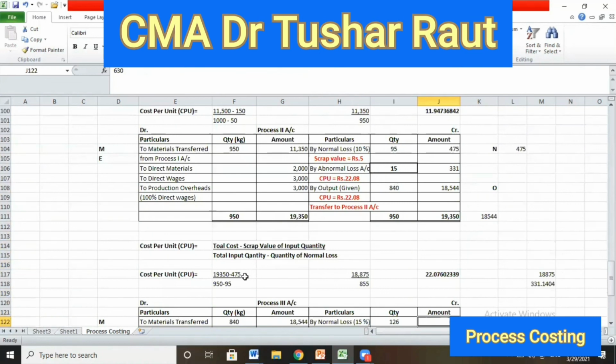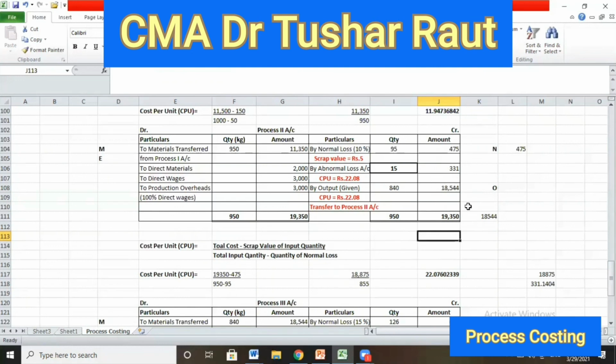Now again in process 2, it was found that the abnormal loss quantity was 15, and for that we need to calculate CPU. Cost per unit was calculated 22.076, so it was converted to 22.08, but multiplied with the whole number. Always remember, in case of multiplication, we follow the whole number, and we convert at amount level, not at CPU level. Thereafter, we mention the converted amount multiplied with the whole numbers, and we find the abnormal loss quantity and value.